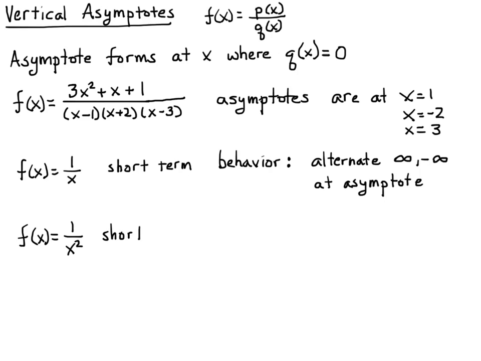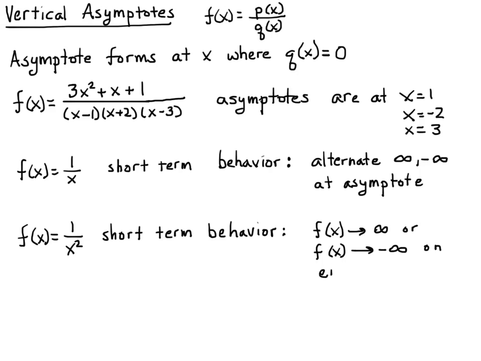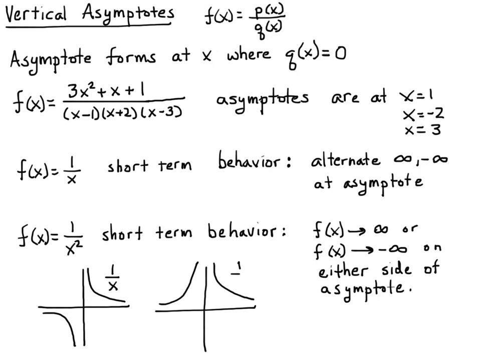Now, with 1 over x squared, remember that looks like this. Whether we're negative or positive, x squared makes it positive, so either side goes up to infinity. And so with even-numbered exponents in the denominator, we're going to go to infinity and come back from infinity in the same direction.